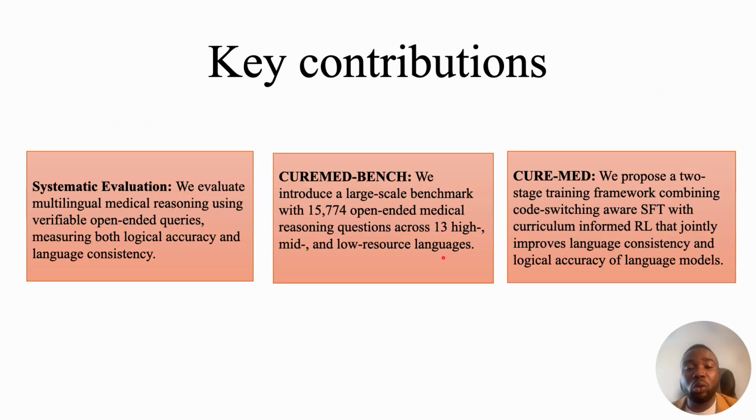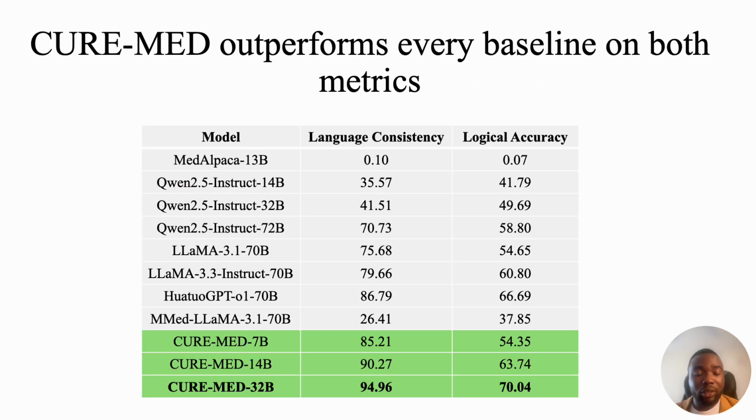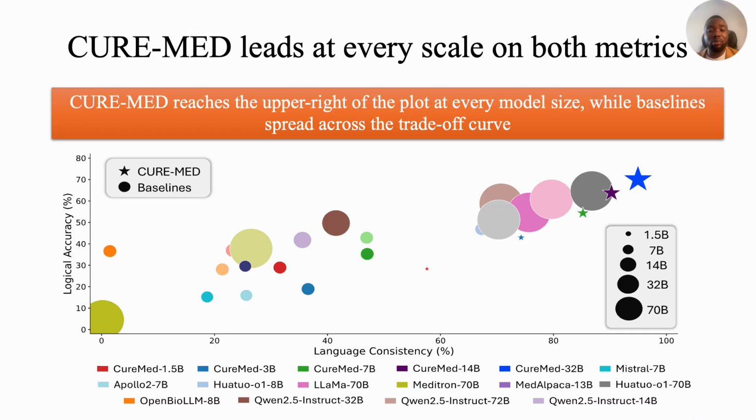Our key contributions include CureMed-Bench, where we introduce a 15,000-plus open-ended medical reasoning dataset, and also CureMed, the training framework that we proposed that worked accurately. Our results show that CureMed outperforms baselines on both metrics. Our best performing model, the 32 billion parameter model, outperforms all other models. It outperforms 72 billion and 70 billion models as well, and even our 7 billion model outperforms most of the existing baselines.